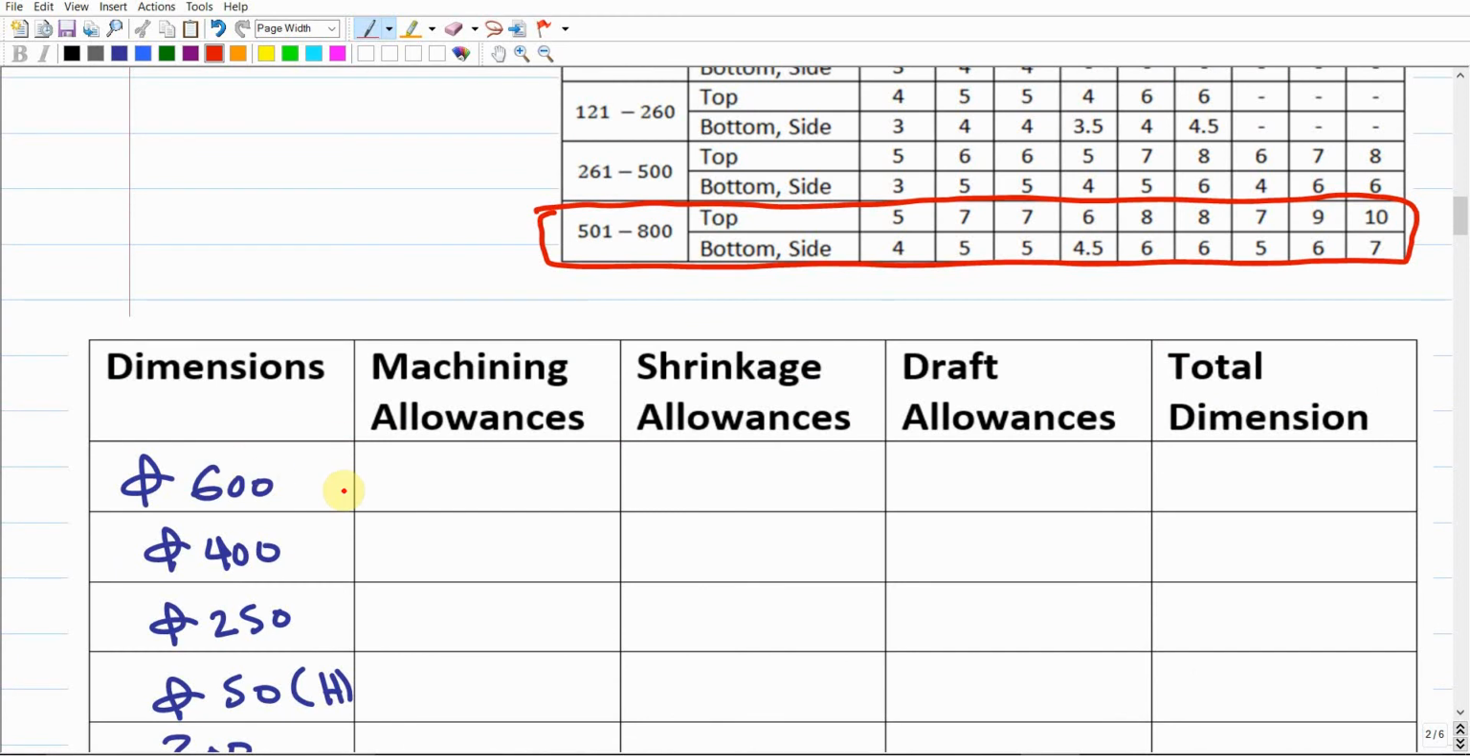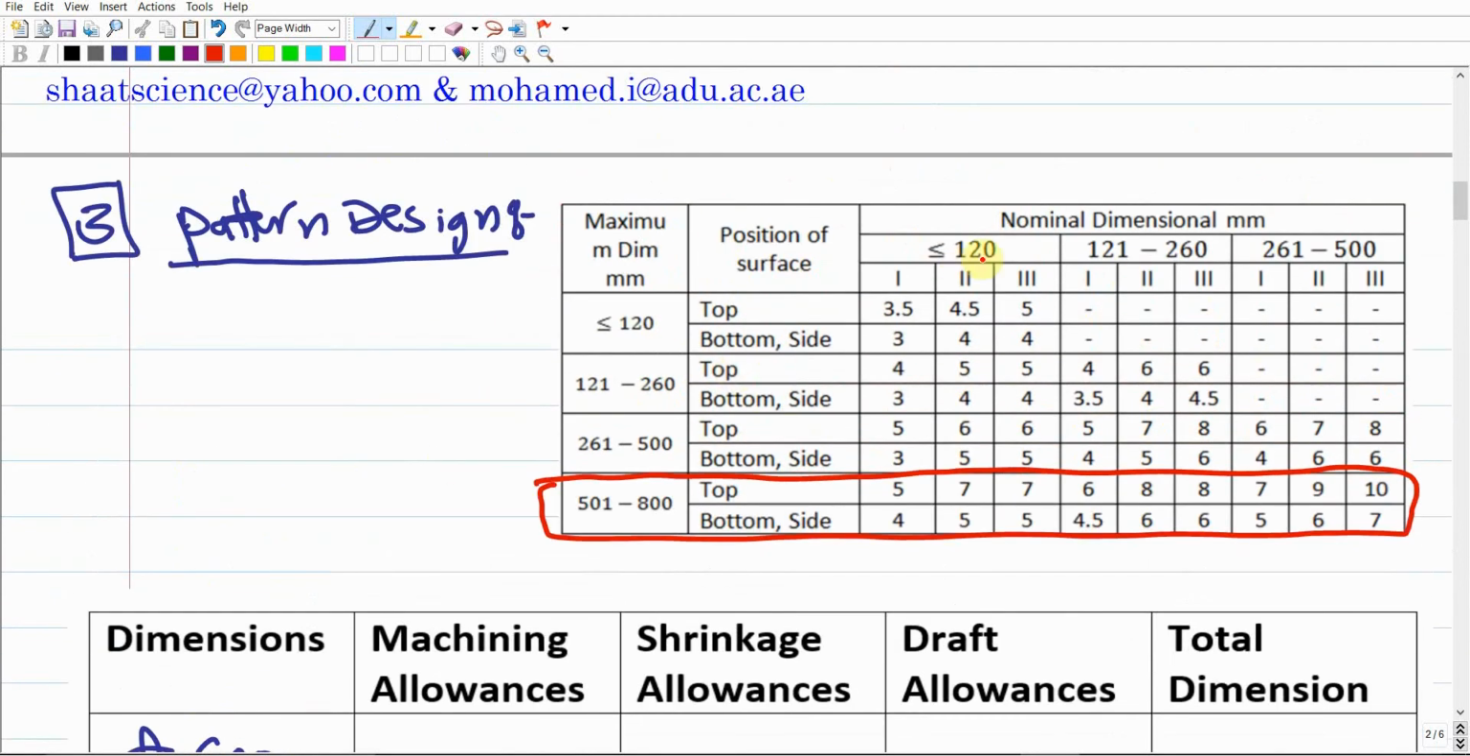Starting with the 600, you ask yourself, is the 600 less than 120 millimeter? No. Is it between 121 to 260? No. Is it between 261 up to 500? No. So the 600 is bigger. In this case you're gonna consider it within this last column, because this table was prepared by people based on some empirical formula, and in case you have a dimension that is bigger than the maximum dimension here, you consider it within this column. It means that you can consider that this is 500 or above.